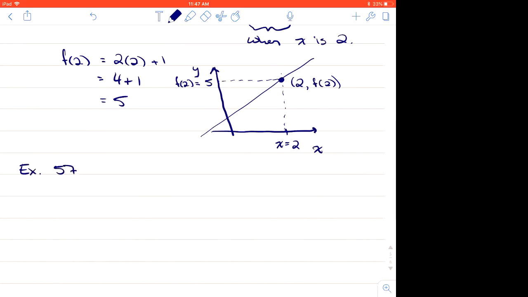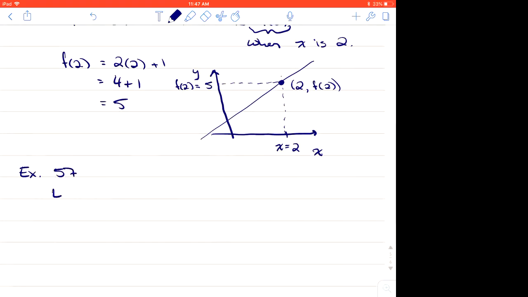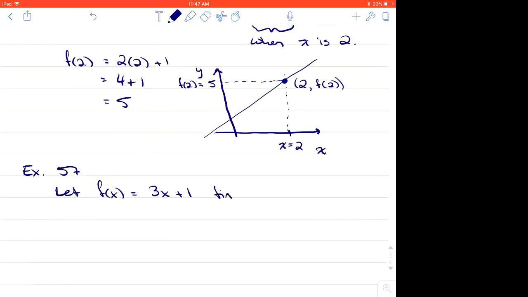Example 57. If I say let f of x be 3x plus 1, find f of 10 and f of negative 5.